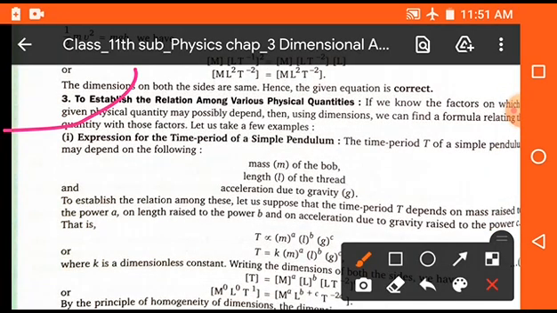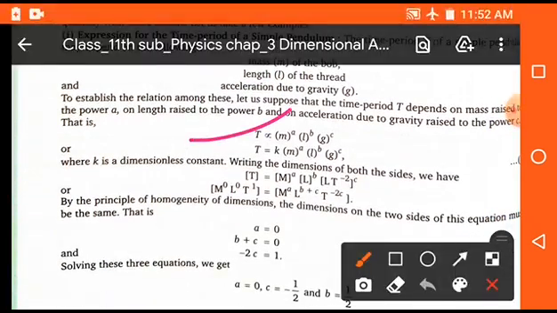The next use is to establish the relation among various physical quantities. With the help of dimension analysis, we can also generate a formula, because in a formula there is a main physical quantity and other physical quantities depend on it. So we can derive a formula in which a number of physical quantities are present. For example, the expression for the time period of a simple pendulum. The time period is represented by capital T, the mass of the bob is small m, the length of the thread is small l, and acceleration due to gravity is small g. The time period T depends on mass, length and g.